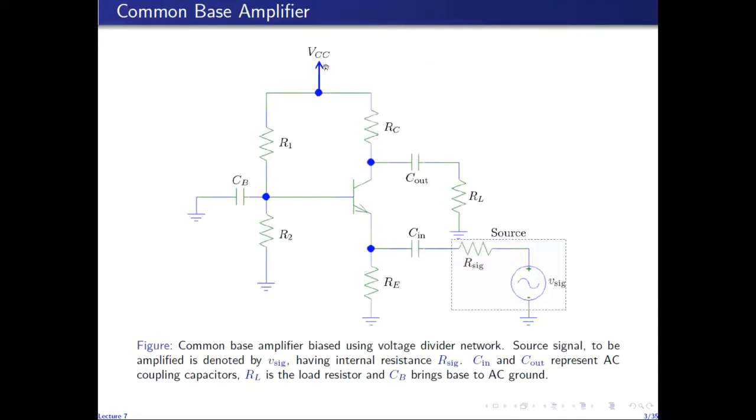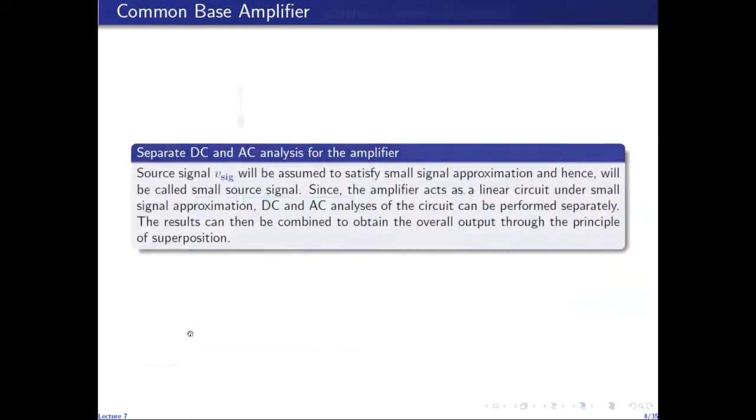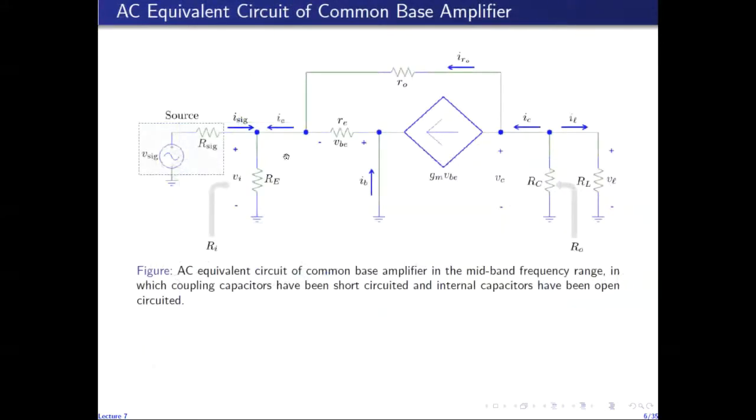DC sources are killed, so this node is directly connected to ground because VCC is short-circuited. So this node is directly connected to ground, which brings RC connected between collector and ground, and it brings R1 in parallel with R2, because R1 is connected to base on one side and to this node, which is ground, on the other side. So R1 becomes parallel to R2. But since the base is directly grounded, that parallel combination of R1 and R2 is actually shorted out of the circuit. So I do not show that parallel combination because it is effectively out of the circuit.